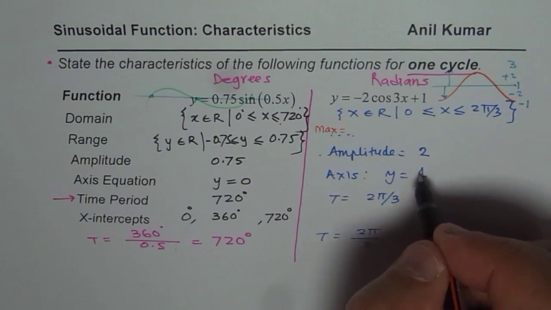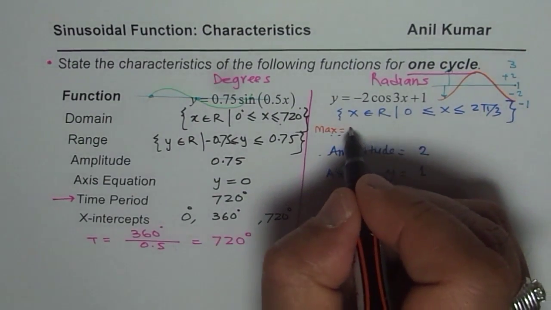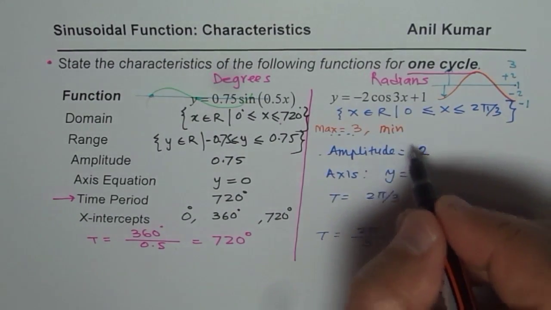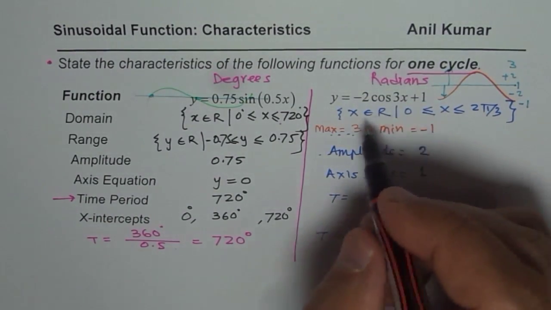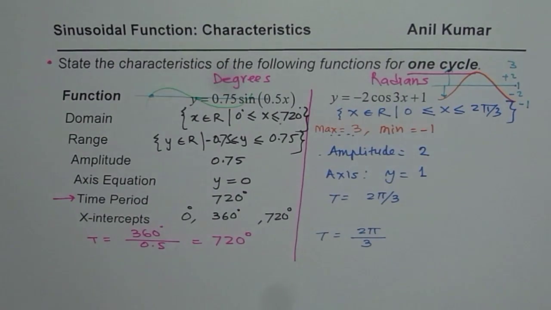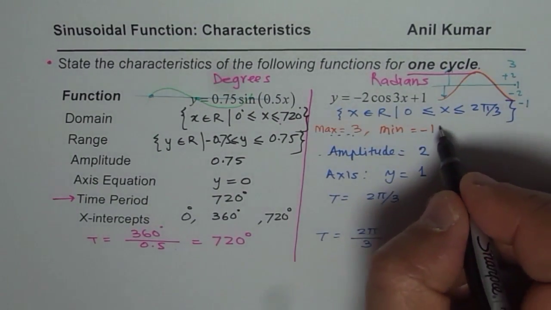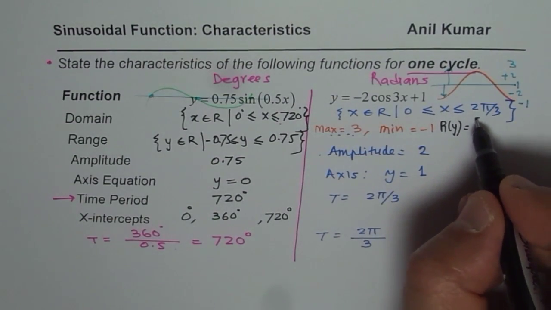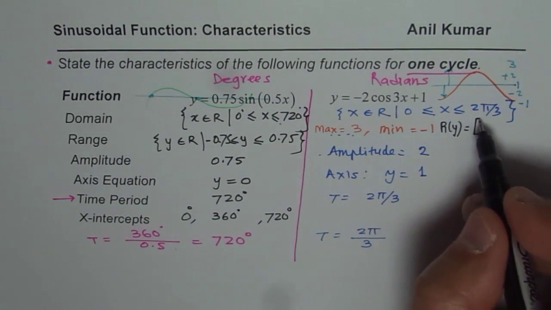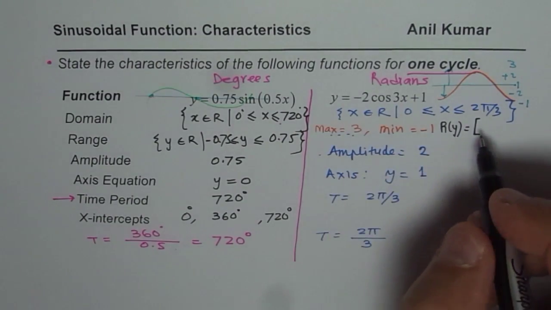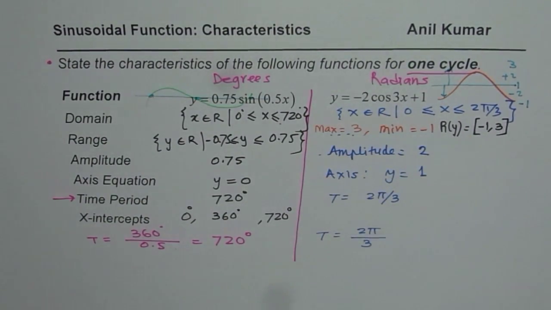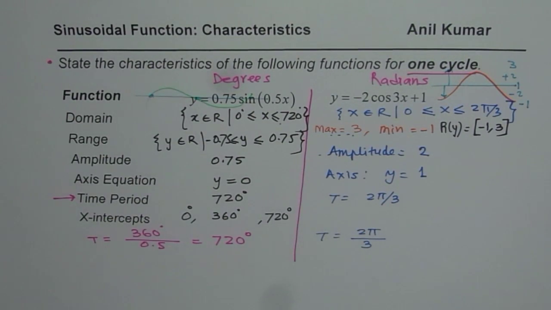Maximum will be add this up, right? So when you add this up, you get 3. And the minimum will be 1 minus 2, which is minus 1. Now you know your range, right? So range for us is, we'll say range y is equals to, I'm writing in a different nomenclature now. So we are using the square brackets. So this includes the numbers from minimum value to the maximum value. So that becomes your range. You get the idea, right? So these are different ways of writing the same thing.